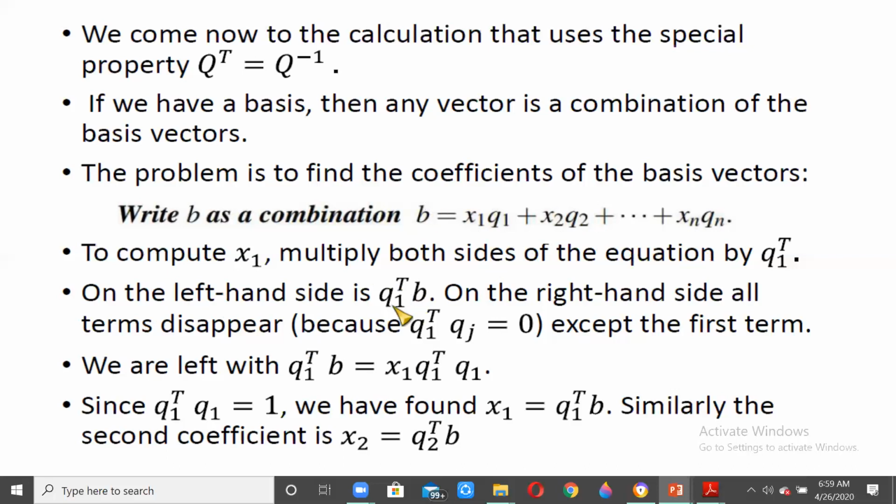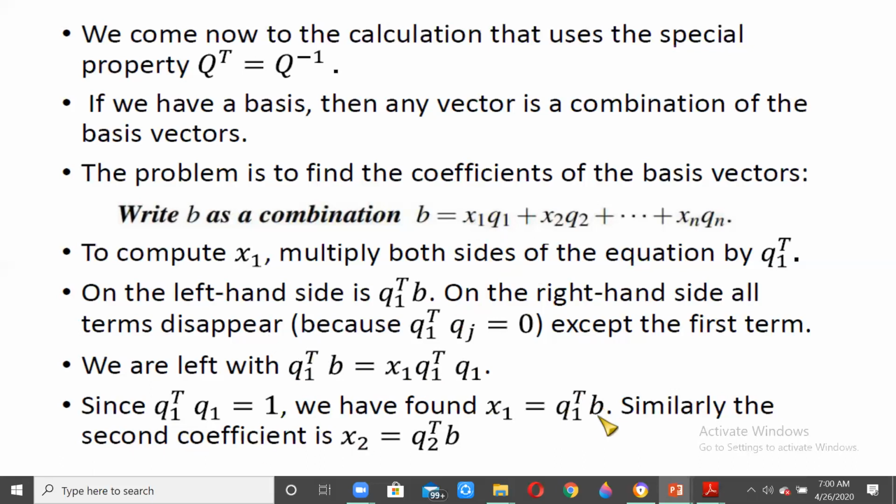This is Q1 transpose B. On the right hand side, all the terms disappear except the first term, where we'll have Q1 transpose Q1 equal to I, and that will be equal to X1 itself. So we'll have Q1 transpose B is equal to X1 Q1 transpose Q1, and this is nothing but 1, and therefore we find that X1 is equal to Q1 transpose B.